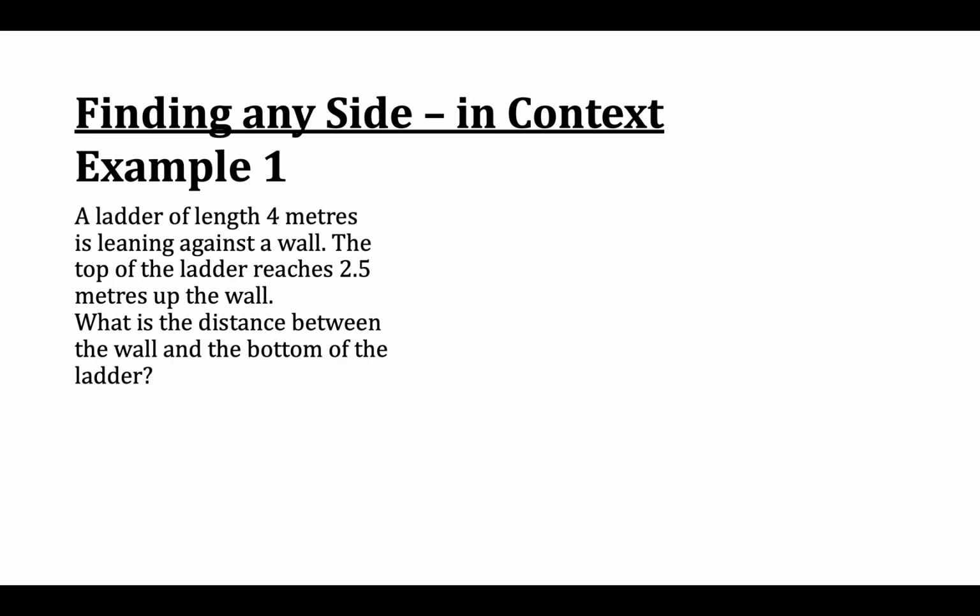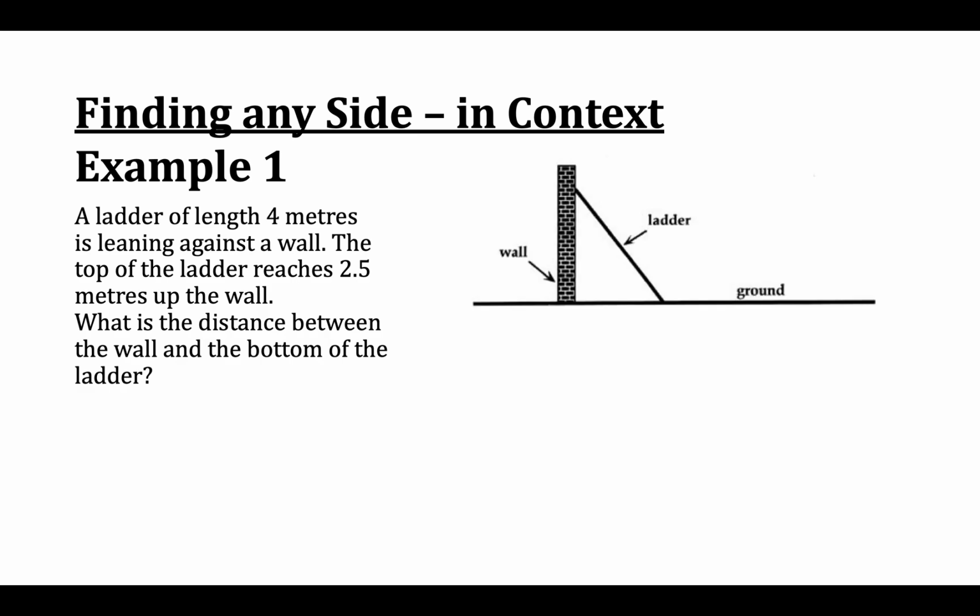Now, for most of the other questions that we've done so far, we've had a diagram, and obviously here we don't have a diagram. So it's good to picture what's going on in your head and then somehow put that down onto paper. So you can see we've got the ladder here of length 4 metres. We've got the wall, and the 2.5 metres goes from the ground up to the top of the ladder. So that's the length of this part of the wall. And then finally, we're asked for the distance between the wall and the bottom of the ladder. So that then is, here I've just called it D for short.